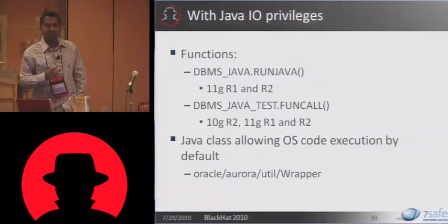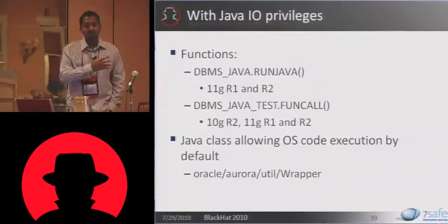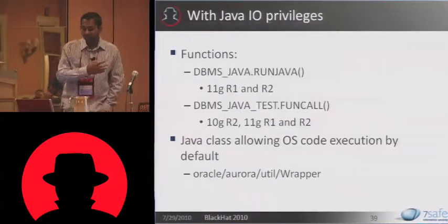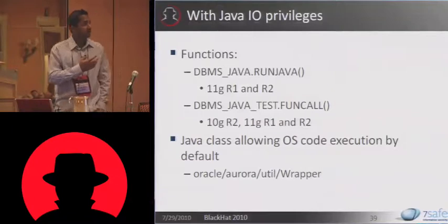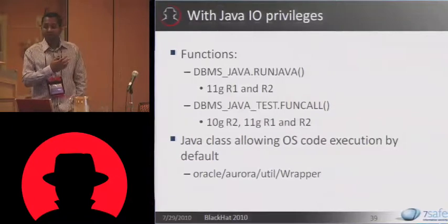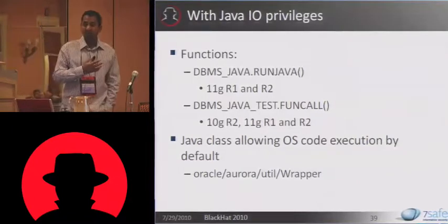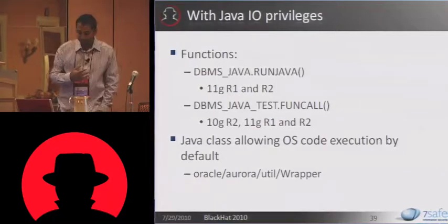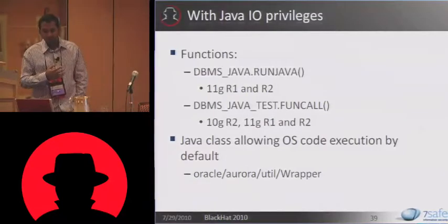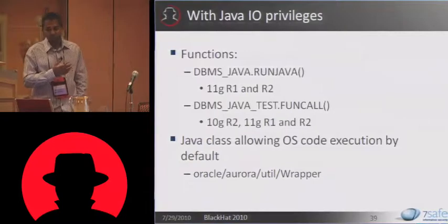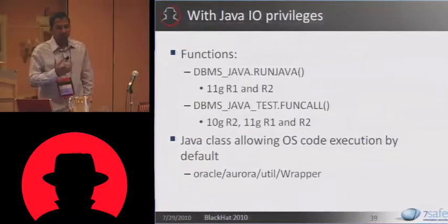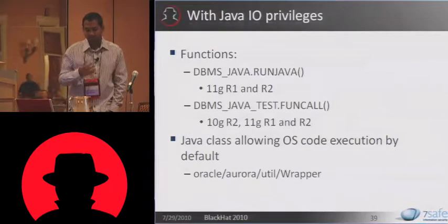But what does interest me is if my connection string user has Java IO privileges, then in that case, there are two functions. There is a runjava function, which is available in 11g R1 and R2, which you can call to directly execute OS code. Or there is a function called funcall, which is available also in 10g R2, 11g R1 and 11g R2, which you can use to execute OS code.